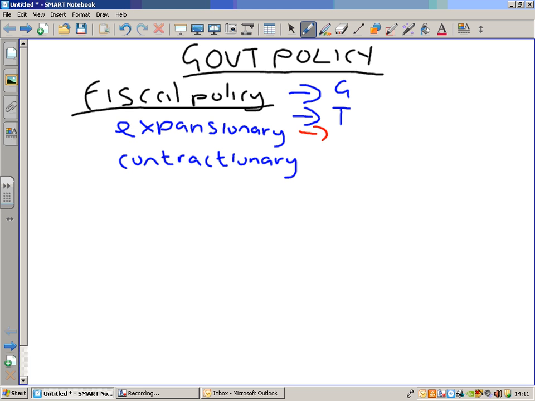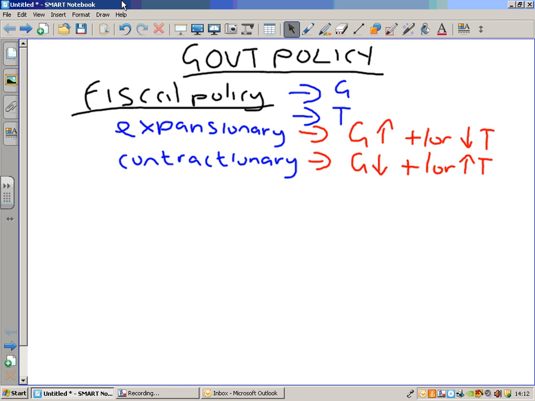If we use expansionary fiscal policy, we're trying to help the economy grow. Government spending will go up and/or taxation will go down. If we're trying to contract the economy, government spending will go down and/or taxation will go up. So when we want the economy to grow, we use expansionary. When we're trying to contract the economy, maybe to deal with inflation problems, we use contractionary policy.